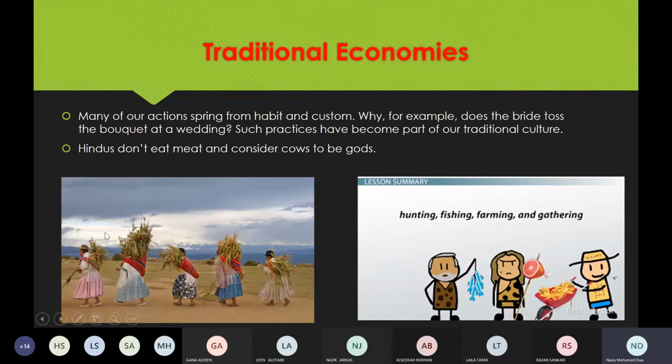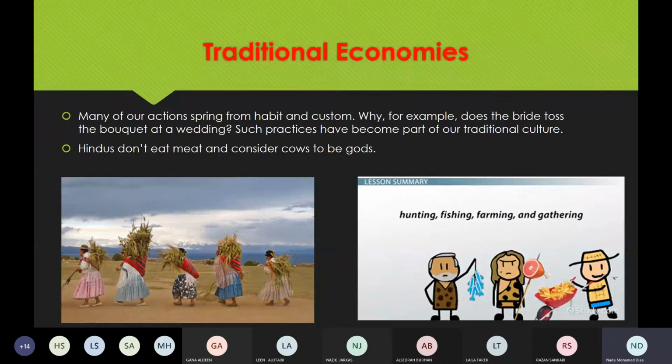Okay, let's start. The first one is traditional economy. And we said in traditional economy, I work as I have been taught to work. So my father is a hunter. We live in a place where we live on hunting. Okay, so I have to hunt. We live near the sea, so my father fishes. He taught me to fish, so I fish.